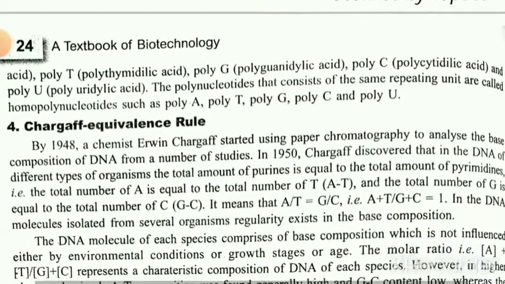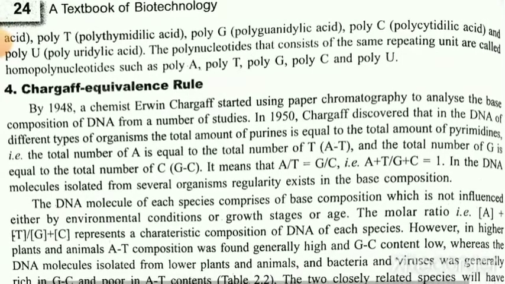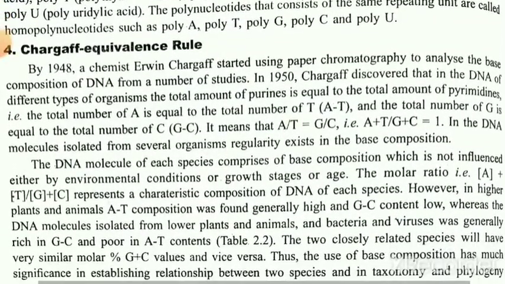4. Chargaff's equivalence rule. By 1948, a chemist, Chargaff, started using paper chromatography to analyze the base composition of DNA from a number of species. In 1950, Chargaff discovered that in the DNA of different types of organisms, the total amount of purines is equal to the total amount of pyrimidines, i.e., the total number of A is equal to the total number of T (A = T), and the total number of G is equal to the total number of C (G = C). It means that A + G = T + C, i.e., A + G / T + C = 1.